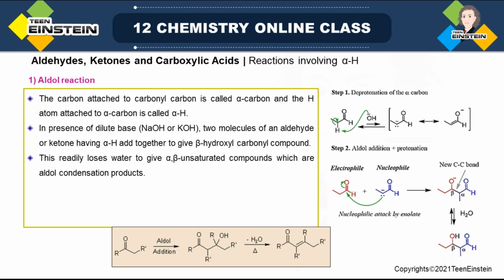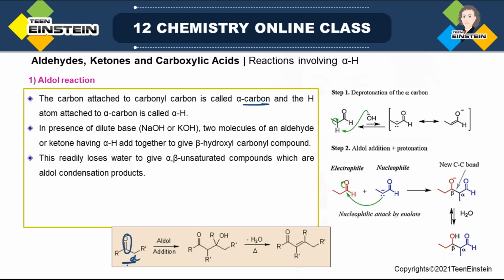Reactions involving alpha hydrogen. Now after finishing reduction reactions, the next type of reaction involves alpha hydrogen. When I say alpha hydrogen, first you have to understand what alpha hydrogen is. The carbon attached to the carbonyl carbon is the alpha carbon. If you consider this carbonyl compound, this is the CO group. The next carbon is the alpha carbon, and the hydrogens attached to this alpha carbon are alpha hydrogens, right? When these alpha hydrogens take part in a reaction, those are the reactions we are now going to discuss. That is why the name, reactions involving alpha hydrogen.